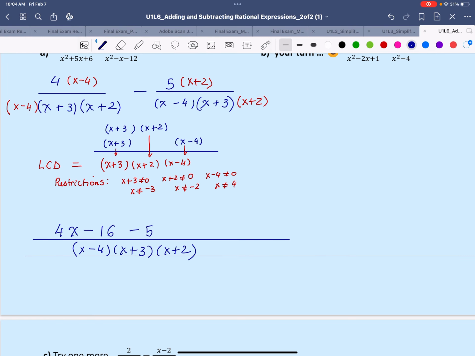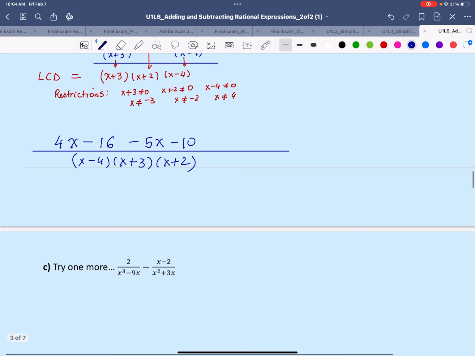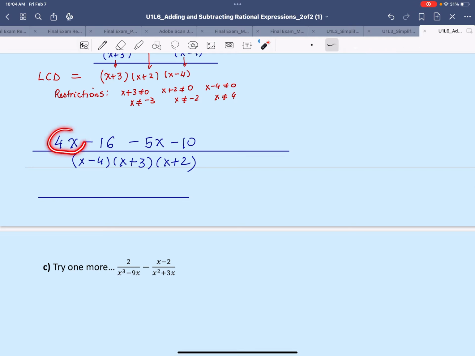So that would be negative 5x, negative 10. Now, one last step, we need to simplify the numerator. So for this, we have to collect like terms. So 4 minus 5x will give negative 1x. Negative 16 minus 10 will give negative 26.